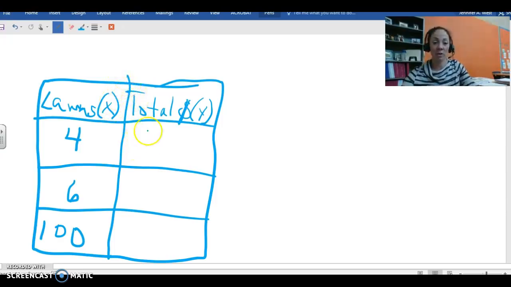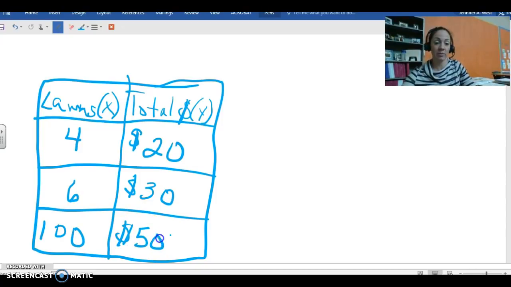But if he mows 4 lawns, John will make $20. If he mows 6, he makes $30. If he mows 100, he'll get $500 for it. So how did we get the values over here in the total column? And that answer is pretty simple. All we did is multiply the number of lawns mowed by 5, and we were able to find the total amount of money that John earned based on the number of yards he mowed. Let's do another example.